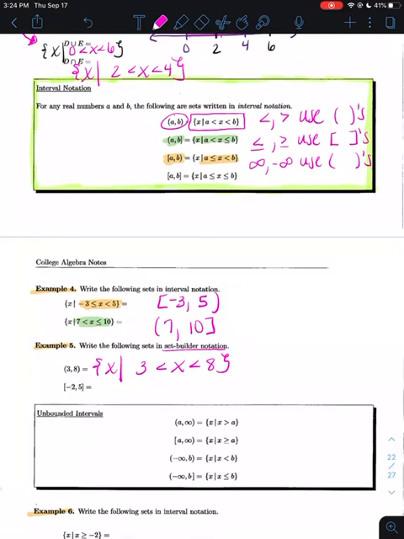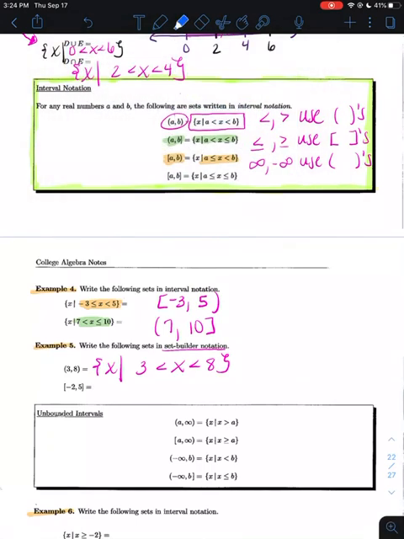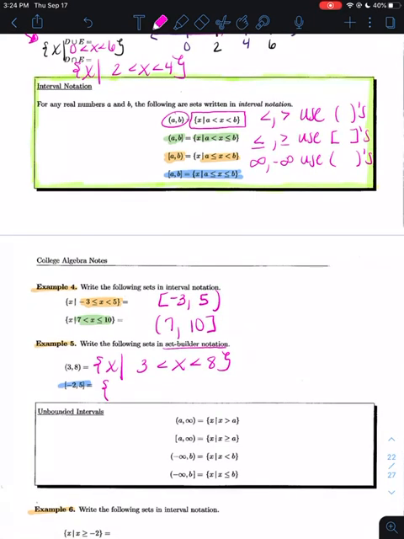All right, and then the last one, I have a problem where I have two bracket symbols. So let's use a different color. So here in blue, -2 to 5. Those are the less than or equal to symbols behind both numbers. So in this case, it would be the set of all x such that -2 less than or equal to x less than or equal to 5.